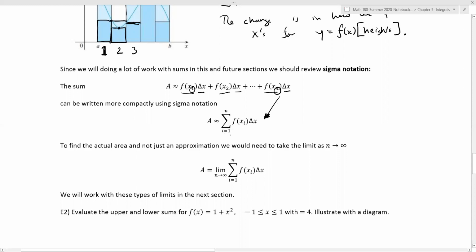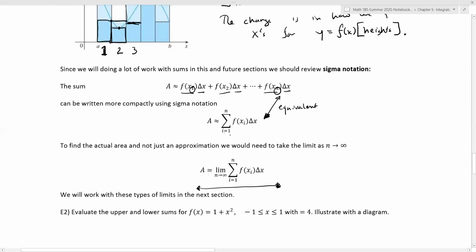So these two things are equal, right? They're equivalent. And that's what that summation notation means, okay? And now we can utilize that summation notation to give us the area when we make our rectangles very, very small.